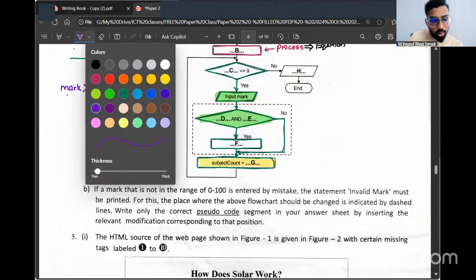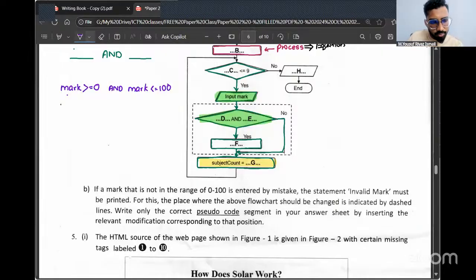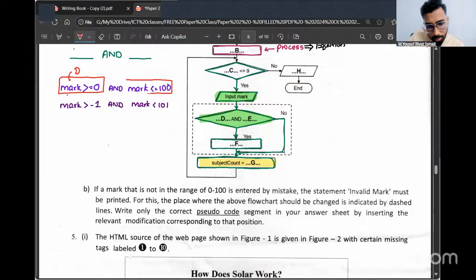Apart from this, another option you could mention is: is the marks greater than -1 and is the marks less than 101. That is also correct. But I don't think you're going to go for the second one. You can go with the first one. If you go with the first condition inside the rhombus, marks greater than or equal to 0 and less than or equal to 100, we can consider this part to represent the label D, and this part to represent the label E. So that condition is going to check whether the marks are within that 0 to 100 range.